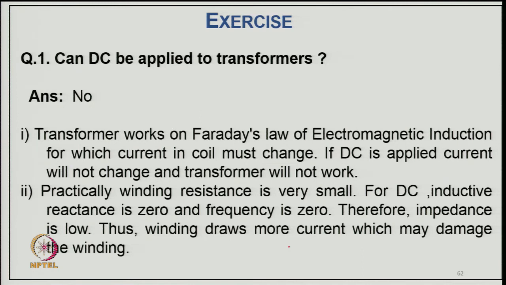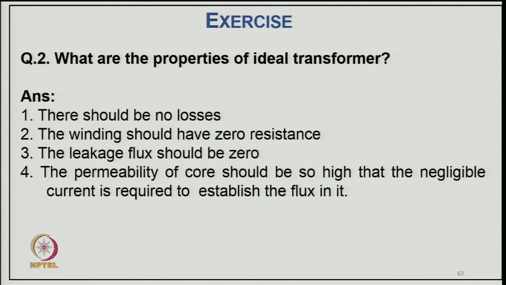Practically, winding resistance is small for DC, inductive reactance is 0 and frequency is 0. Therefore, the impedance is low, thus the winding draws more current, which may damage the winding, and there is no induced voltage because there is no rate of change of flux when exciting the transformer primary winding with DC current. So, now question 2, what are the properties of an ideal transformer?